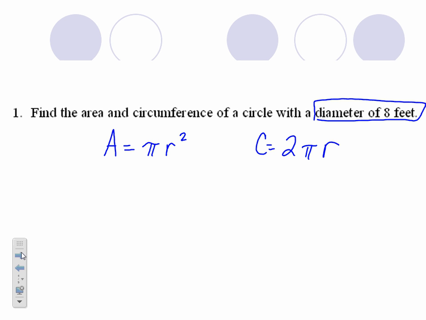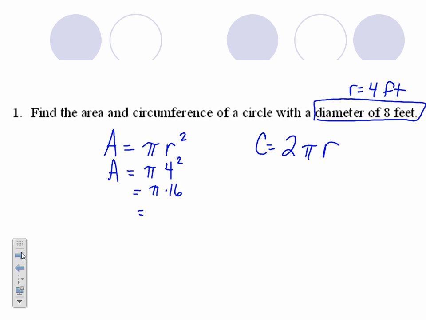Now remember, diameter is all the way across the circle. So that means my radius is only 4 feet, because that's halfway across the circle. So let's go ahead and plug that in. For area equals pi, you can use your pi button or 3.14, and then radius is 4 squared. Now if I do the 4 squared part first, I end up with pi times 16.